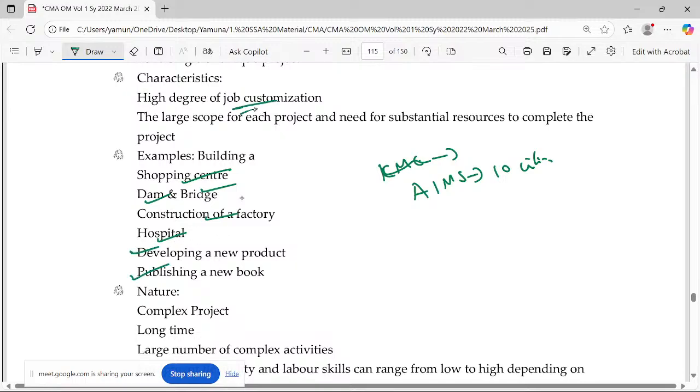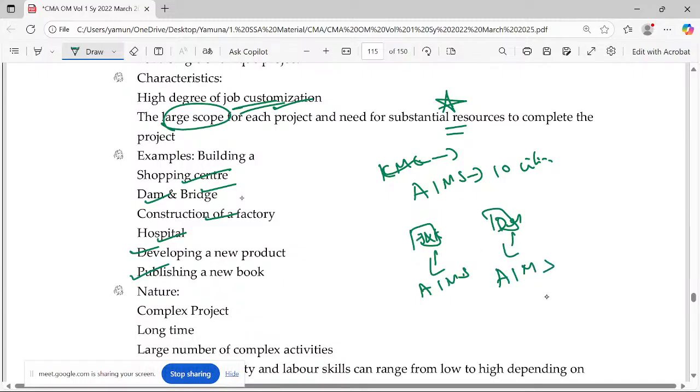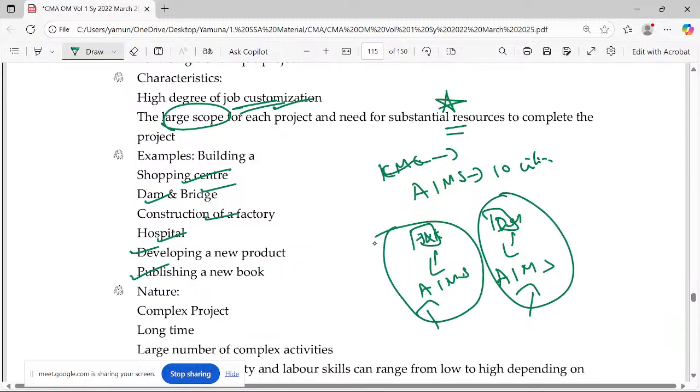Okay, so high degree of job customization, large scope for each project, and need for substantial resources. Yeah, beautiful point. Please highlight. What do you mean by substantial resources? See, in Jammu and Kashmir I have this AIIMS project. In Delhi I have AIIMS. For this AIIMS I'll have a team of workers. For that AIIMS I'll have a team of workers, which means I need separate resources for both, whether it's raw materials or skilled laborers or low skilled laborers. For this, I need a different team. For that, I have to have a different one. That's why I say it's a different project.